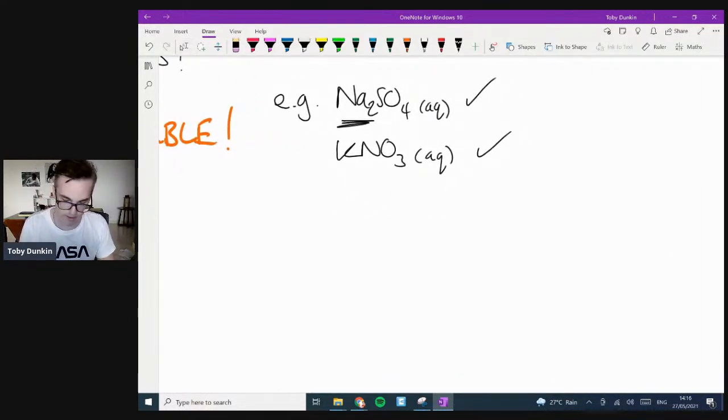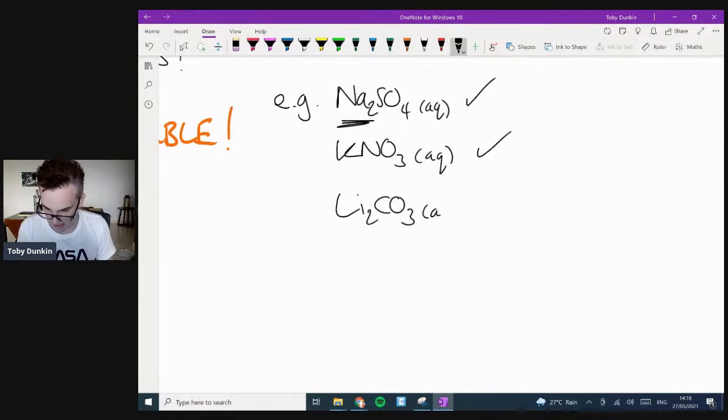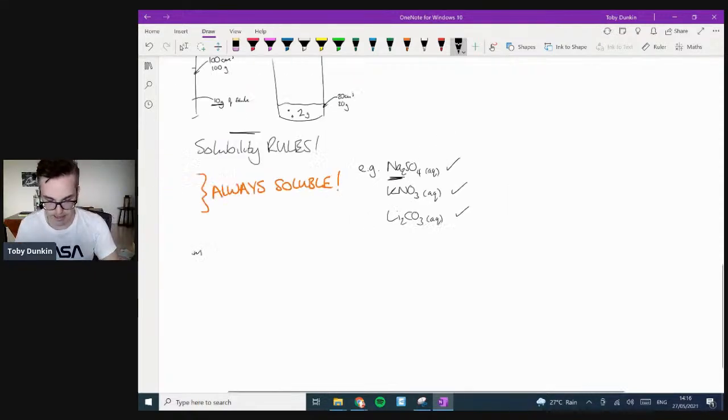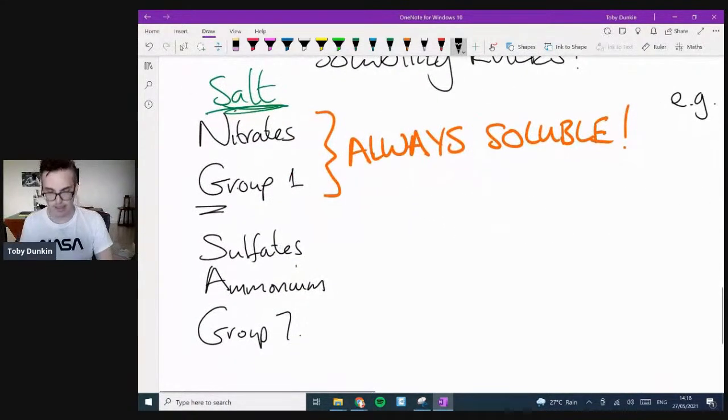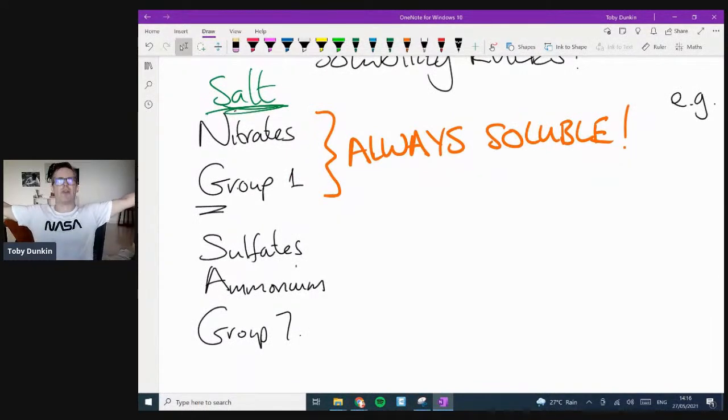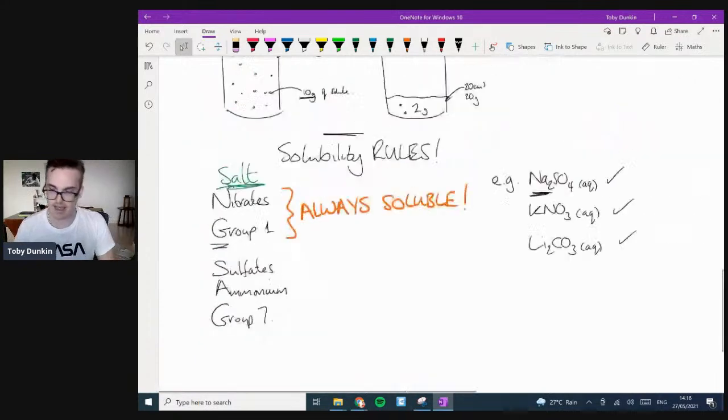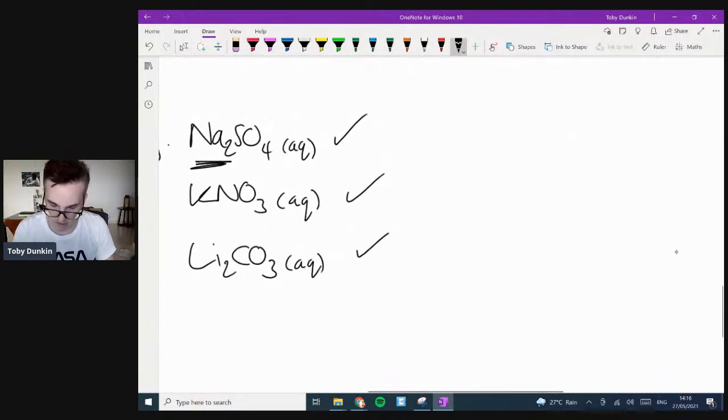Calcium, no, group 2, can't do it. Lithium carbonate. Soluble, soluble, soluble. Any group 1 salt, you're soluble, nice and easy. Any nitrate, silver nitrate, potassium nitrate, calcium nitrate, strontium nitrate, iron nitrate, they are all soluble. If it ends in a nitrate, it is soluble.